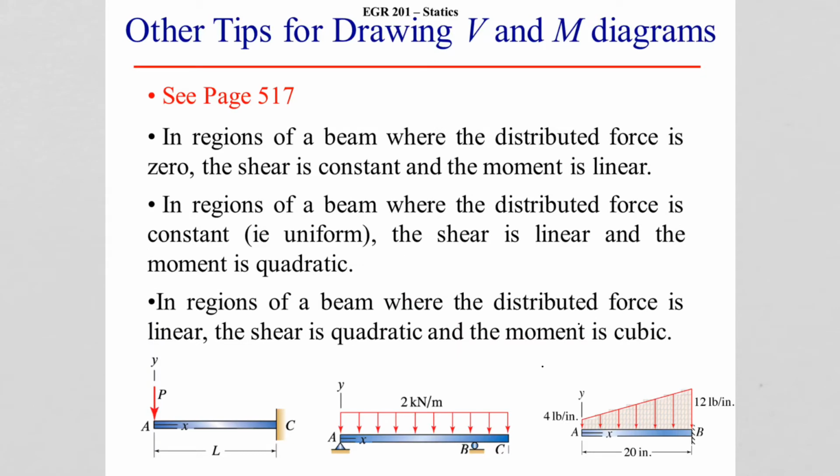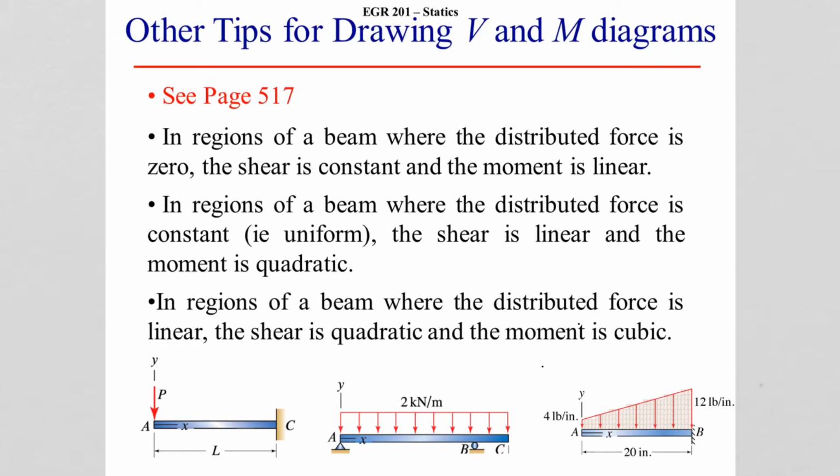Okay, in your book on page 517 are a number of tips for drawing shear and moment diagrams, and I'm going to run through some of these. They're kind of rules for drawing shear and moment diagrams, and these should help you. So the first thing is, in regions of a beam where the distributed force is 0, the shear is constant and the moment is linear.